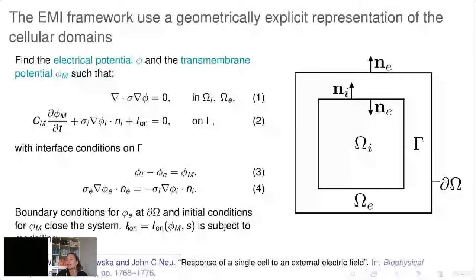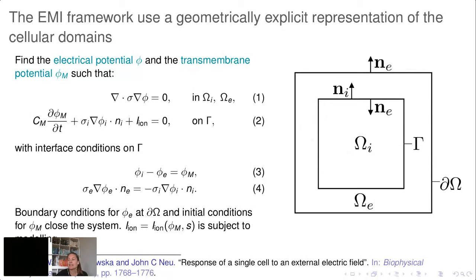And in particular, we consider a domain with an extracellular region omega E and intracellular region omega I that are separated by an interface gamma that represents the cell membrane. And this is in contrast to homogenized models, where omega E, omega I, and gamma would live in each point of the domain, whereas here it's kind of separated out with this explicit representation.